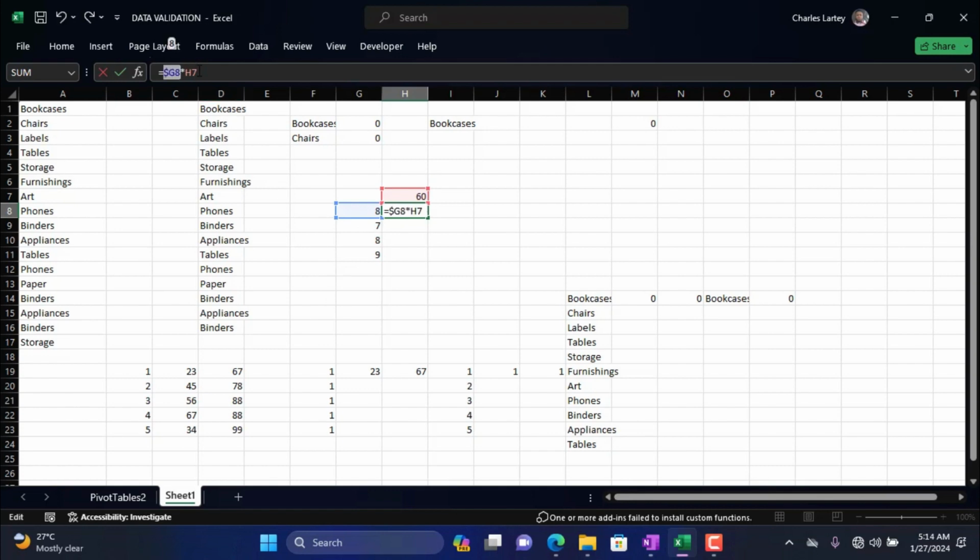Now the second part is the H7. We don't want it to change anywhere. The row, the column, we want it to remain at 60. So we have to block everything. Then we block it. Now if we do autofill, 9 times 60 gives you that, 8 times 60 gives you that, because 8 was here. So that is absolute and relative cell referencing. I hope you have understood this particular one.